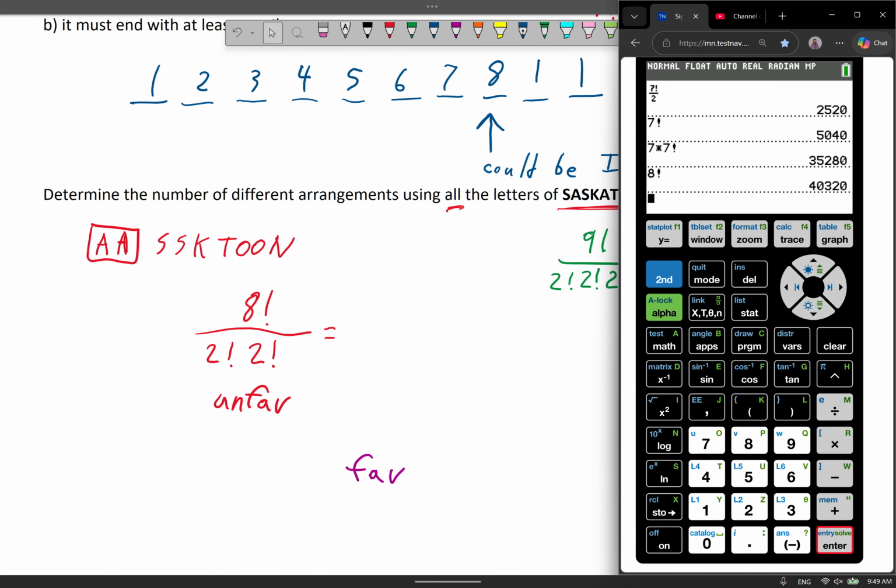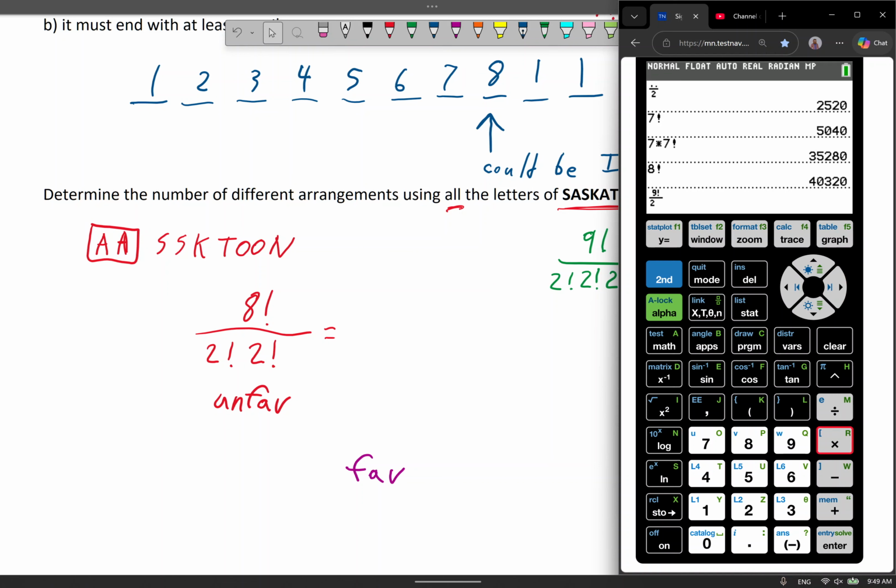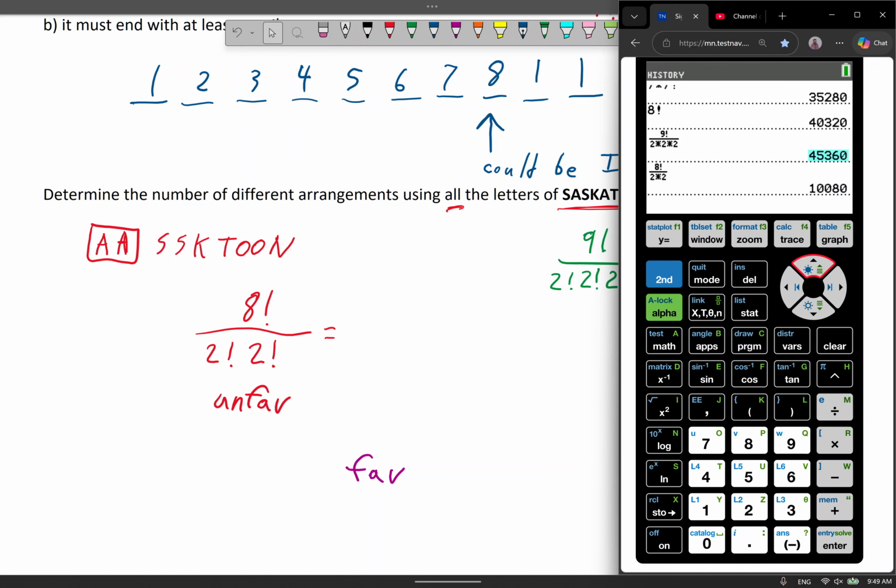What we want to do is get the favorable. So we're going to calculate this. We're going to go 9 factorial over 2 times 2 times 2. We get an answer. We're going to do the same thing, but it's going to be 1 less 2 on the bottom and an 8 on top. And now we can take this number, the total, minus the unfavorable, and we get 35,280.